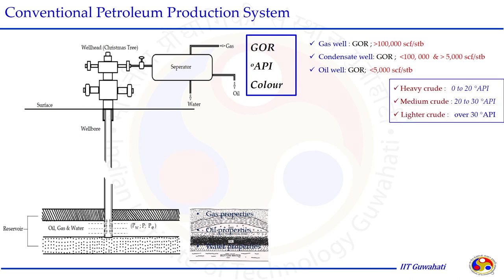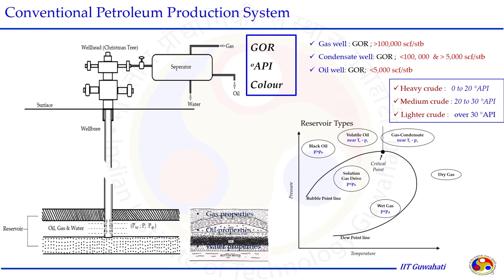Based on the degree API, which is the measure of the density, if the value is 0 to 20 degree API, it is heavy crude oil. If the value is between 20 to 30, this is medium crude oil. And if the value is over 30 degree API, the oil is considered as light crude oil. Another important aspect of the petroleum production system is the thermodynamic behavior of the fluid that is getting produced.